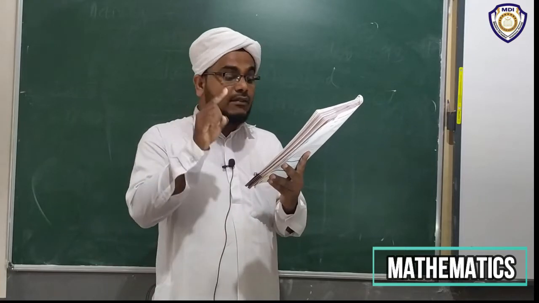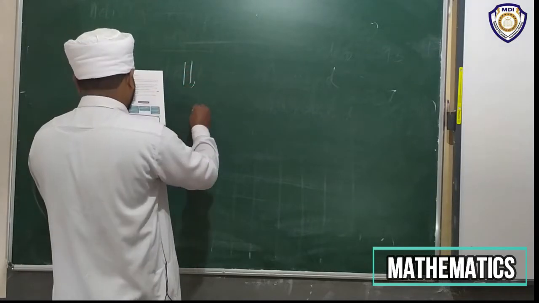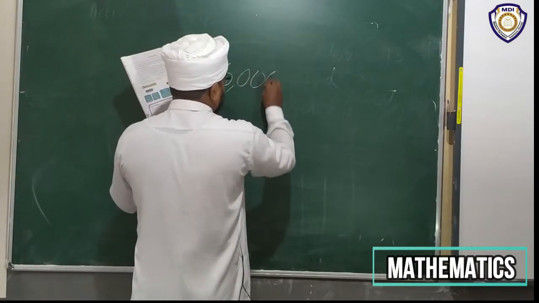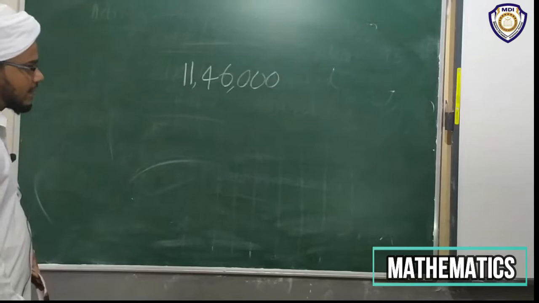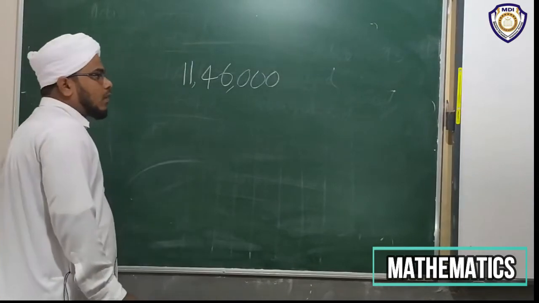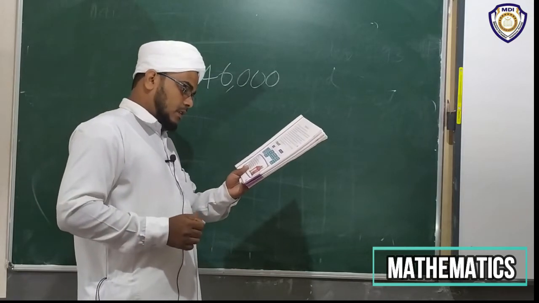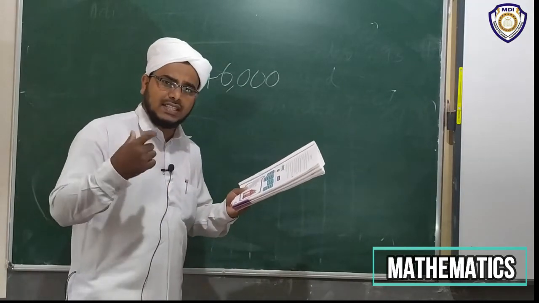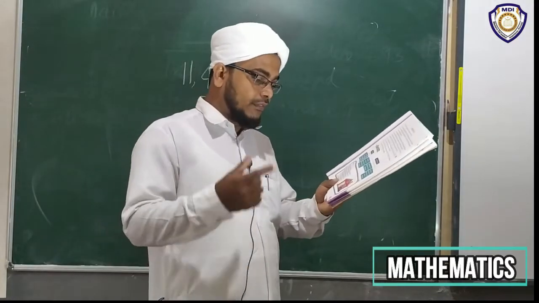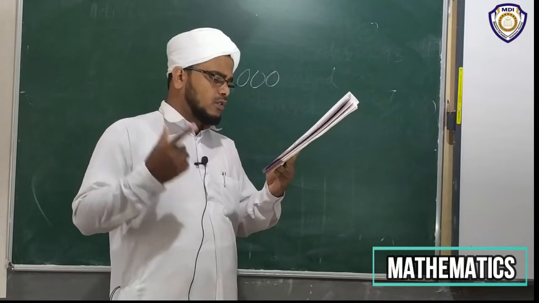Yes, 11 lakh 46,000. This much money is asked by the owner of the house. Then he felt he is not a rich man, he is a poor man, but he wanted to buy a house. So he felt that the price was too high.